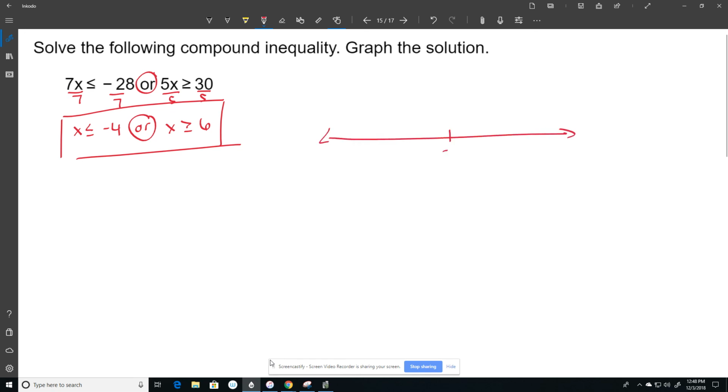And what that looks like when we graph it, there's a closed circle on 6. There's a closed circle at -4. But instead of connecting the dots, my graph points out, because x is all the numbers less than or equal to -4, and x is greater than or equal to 6. So if it's an or, your arrows point out. If it's an and, they're connected. And it's important that you remember the difference. It's going to give you both options. Make sure you select the right one for the right problem.